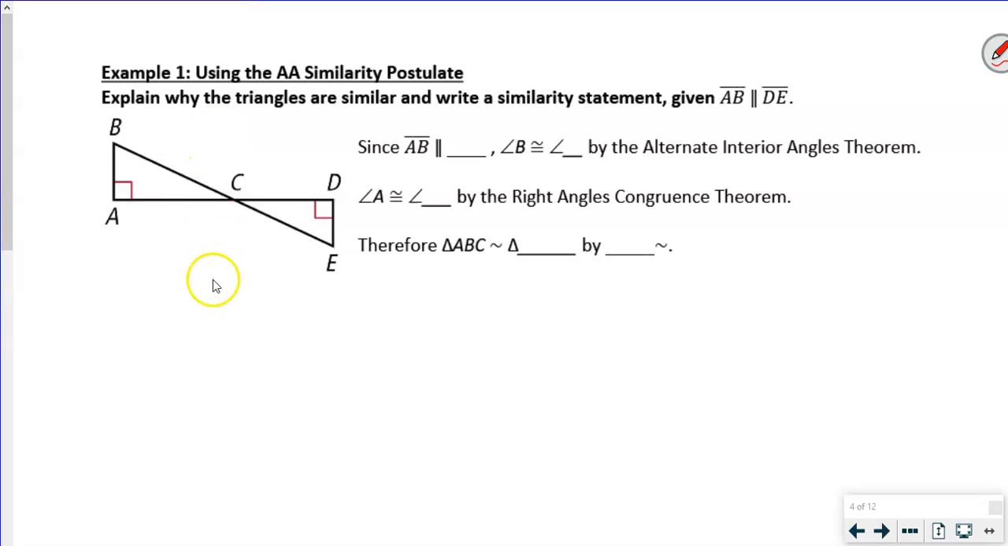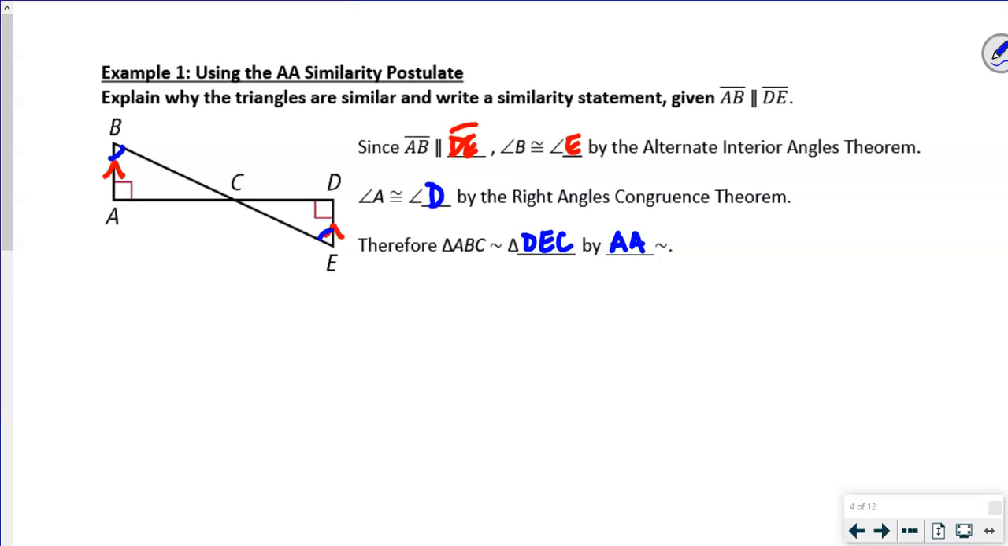Example 1 says, using the angle-angle similarity postulate, explain why the triangles are similar and write a similarity statement, given that AB is parallel to DE. Since AB is parallel to DE, we know that angle A is congruent with angle E. Why? Because of the alternate interior angles theorem. And obviously angle A is congruent with angle D because they're both right angles. So we're going to go from right angle D, one arc E, nothing C, and they're congruent by angle-angle.